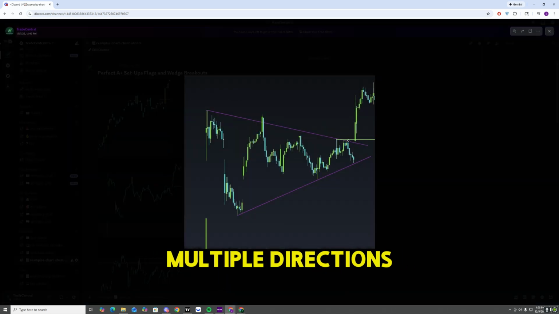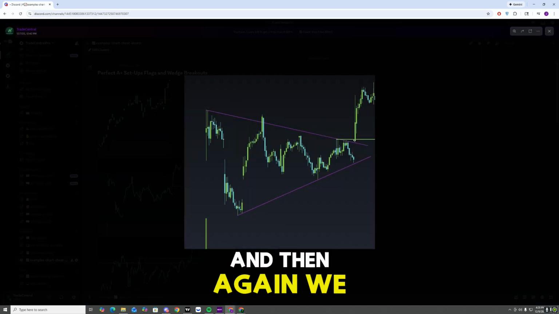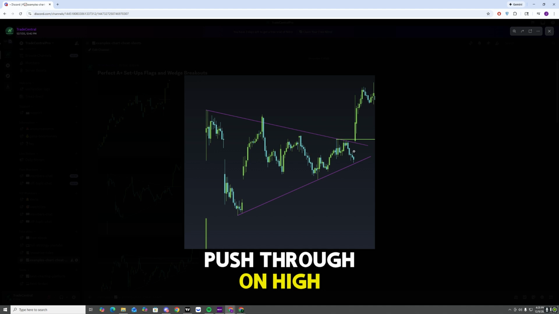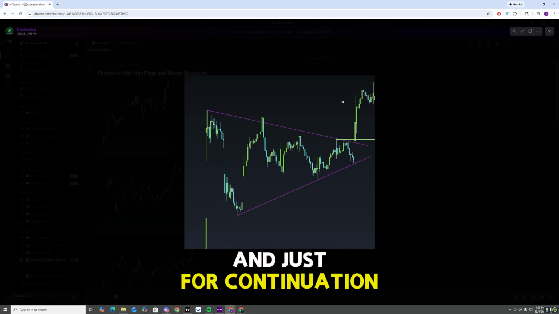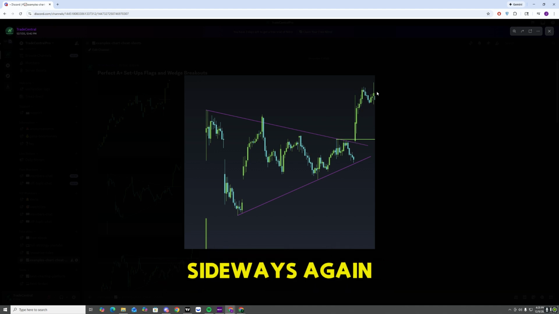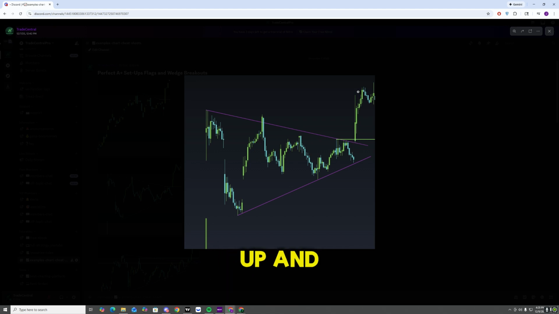Same thing right here, multiple rejections on this resistance, and then again we push through on high volume and get continuation, right, until we start going sideways again. We get that move up and then we go sideways.